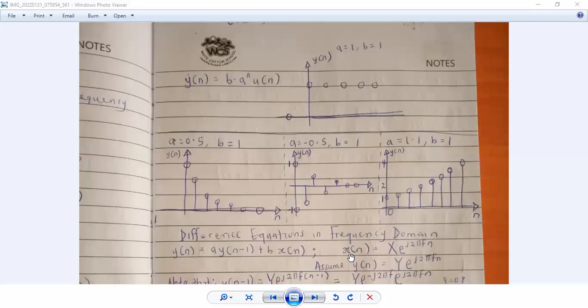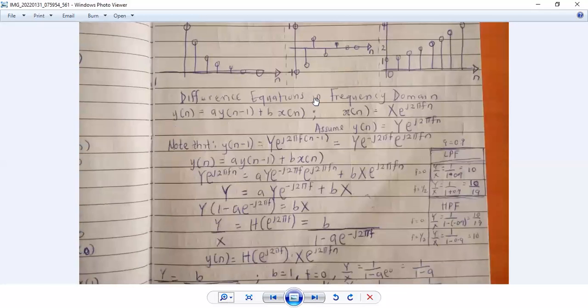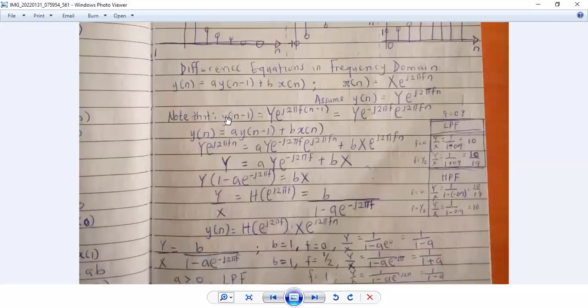So the way we can know is when we convert to the frequency domain and we get the transfer function, then we make a plot, then we can determine if it's a high pass or a low pass filter. So this is the equation we're working with and want to convert to the frequency domain. So we assume that the input x of n is given by this equation, representing that we have converted it to the frequency domain, and the output is given by this.